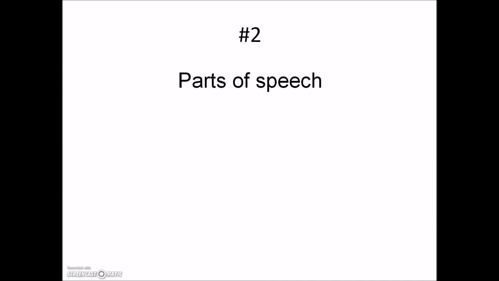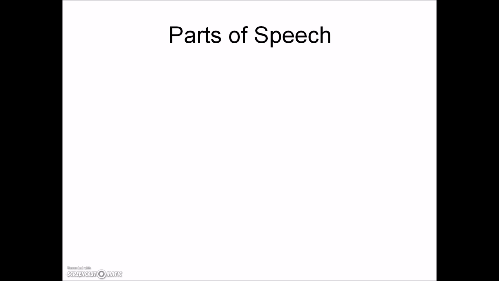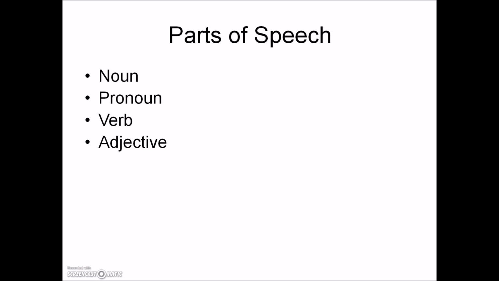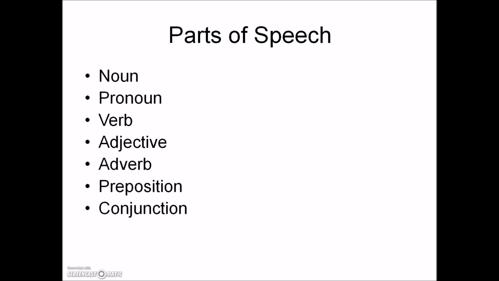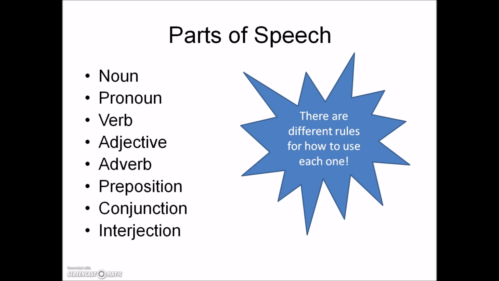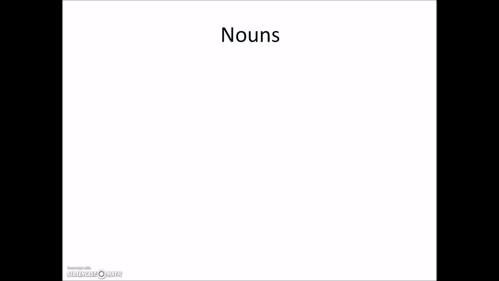The second thing you need to know about a word is the part of speech. The part of speech tells you if the word is a noun, pronoun, verb, adjective, adverb, preposition, conjunction, or interjection. Each part of speech follows different grammar rules, so you must know this information about a word in order to use it correctly. Let's go over each one.